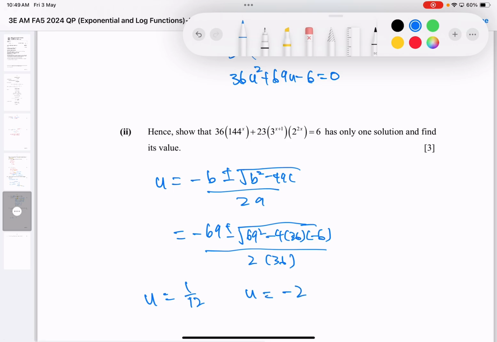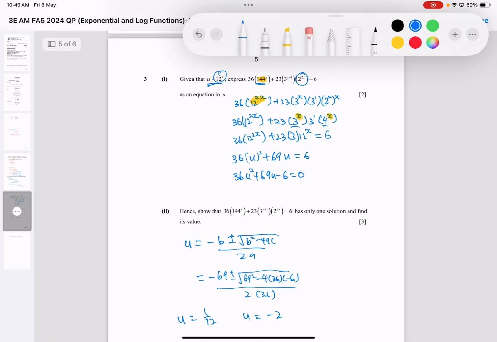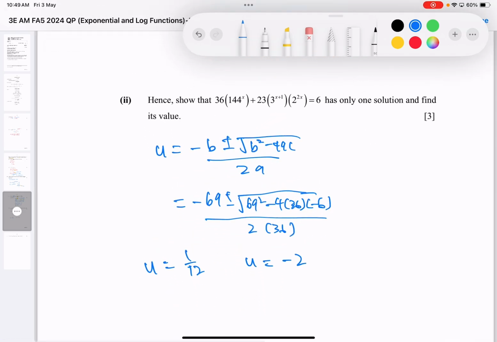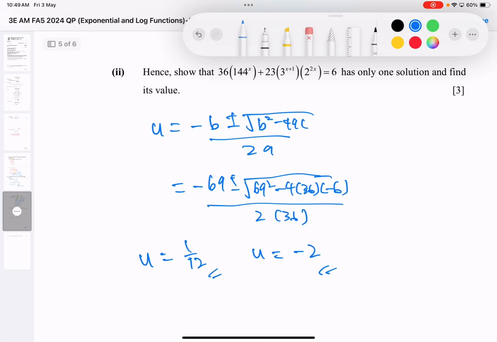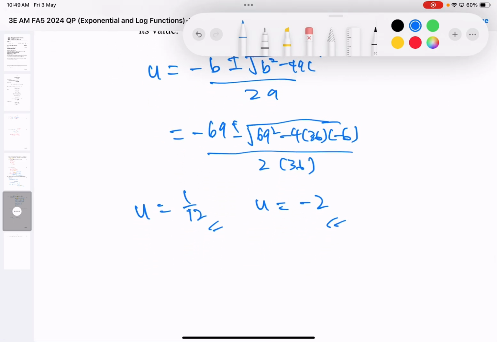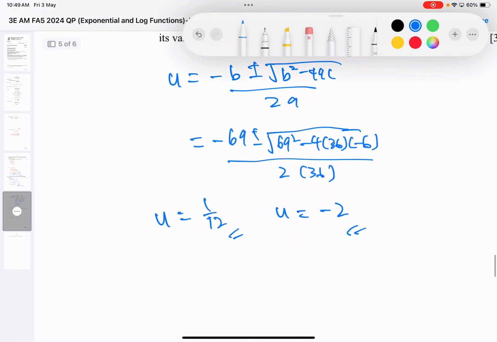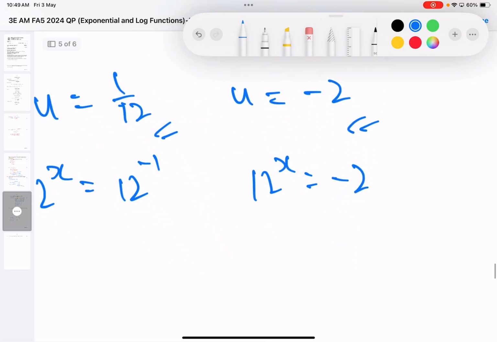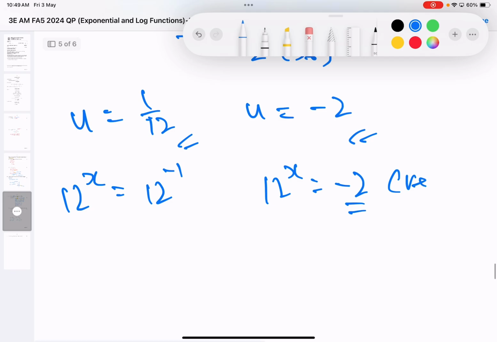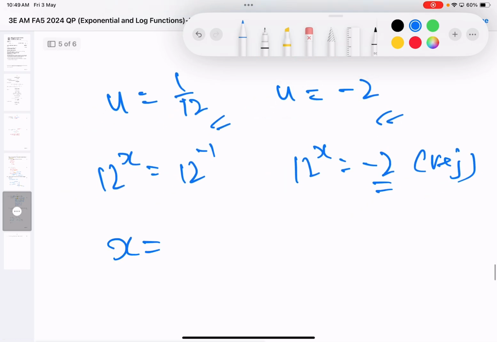Now they want us to show that it only has one solution, but here very clearly I got two solutions. What does it mean that I only have one solution? Yeah, you need to reject. Which one do you reject? Why do you reject? Let's see. Because u is actually 12 to the power of x. Right? So this is 12 to the power of x equals negative 2. Is it possible when I raise it to any power, it can give me a negative number? No, right? Cannot. So this one we have to reject. This one, x is equal to negative 1.